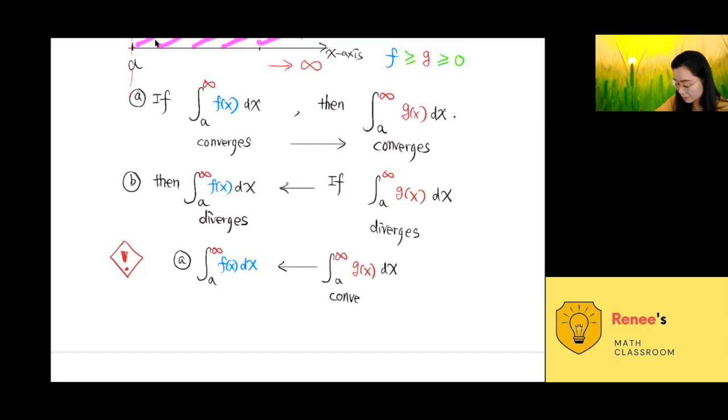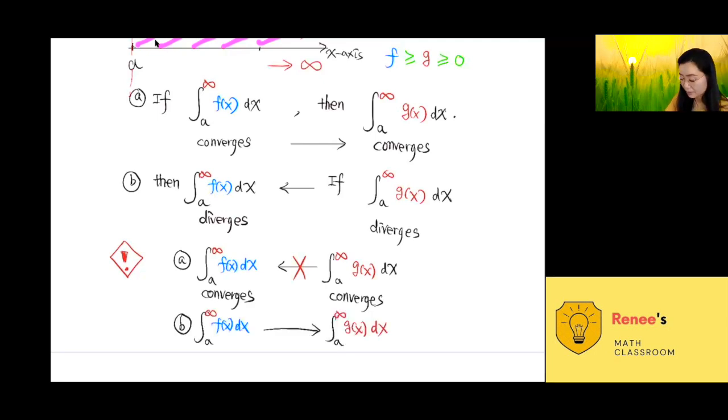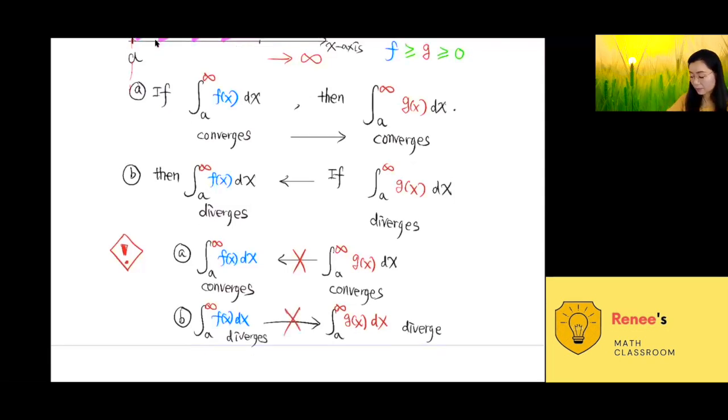Be careful though, the reverse is not necessarily true. If the integral of g is convergent, then the integral of f may or may not be convergent. And if the integral of the top function f is divergent, then the integral of the bottom function g may or may not be divergent.